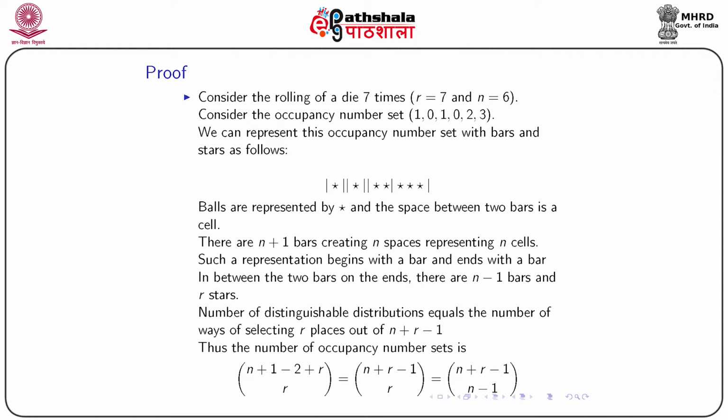So in total the number of distinguishable distributions equals the number of ways of selecting r places out of n minus 1 plus r. Here n minus 1 corresponds to the bars and r corresponds to the balls. Thus the number of occupancy number sets is computed from n plus 1 minus 2 bars, where the minus 2 is for both end bars which we cannot move. So we will have n minus 1 plus r choose r, that is n plus r minus 1 choose r, which is equivalent to n plus r minus 1 choose n minus 1.